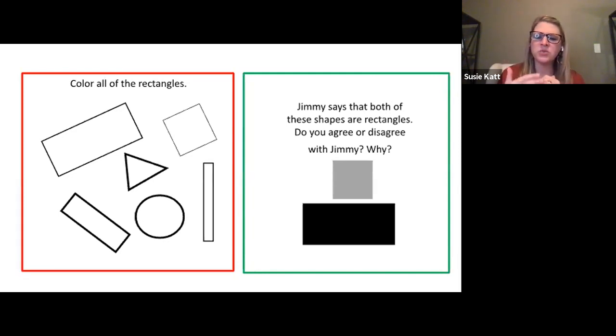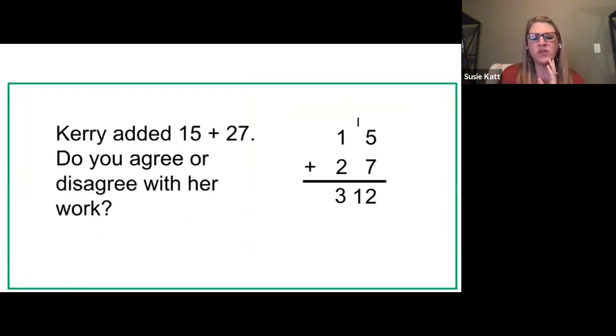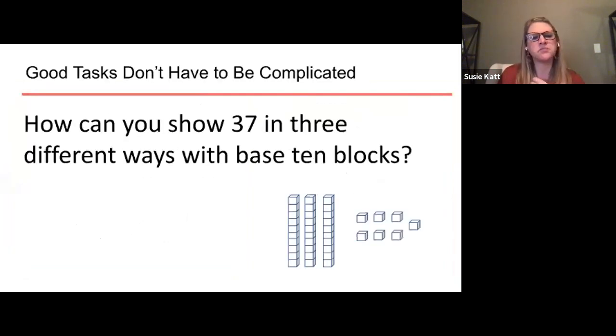And it just really gets students thinking at a deeper level. There's variations of agree or disagree. You might show a mistake from a student and say, do you agree or disagree with this work? This is a great way to also say, hey, mistakes are okay, and we learn from our mistakes. And so that's another great example of a task.